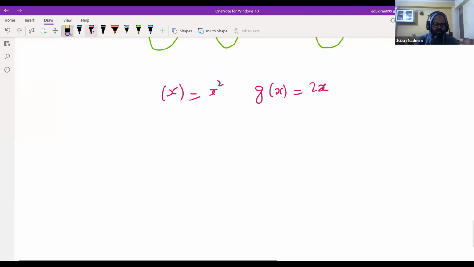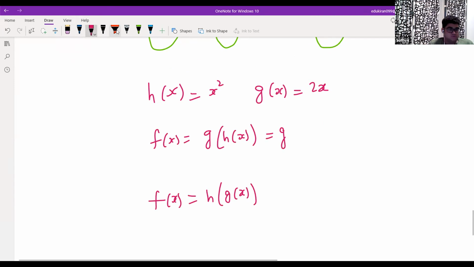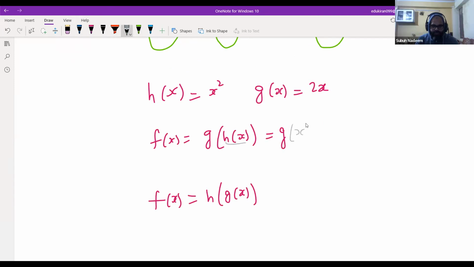Chain rule is very important, and as I said, it is a little difficult to understand, but once you understand it, then it is not difficult. So if you take f of x equal to g of h of x, what will happen? And if you take f of x as h of g of x, what will happen? So what is h of x? It is x square. So in place of h of x, you put x square.